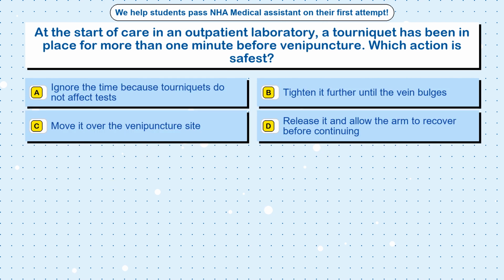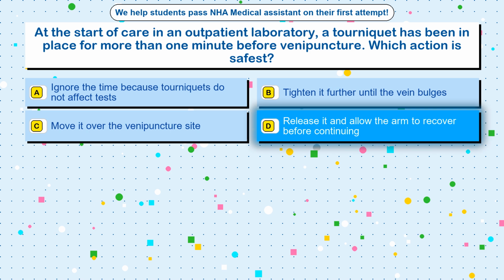Question 42. At the start of care in an outpatient laboratory, a tourniquet has been in place for more than 1 minute before venipuncture. Which action is safest? Option A, ignore the time because tourniquets do not affect tests. Option B, tighten it further until the vein bulges. Option C, move it over the venipuncture site. Option D, release it and allow the arm to recover before continuing.